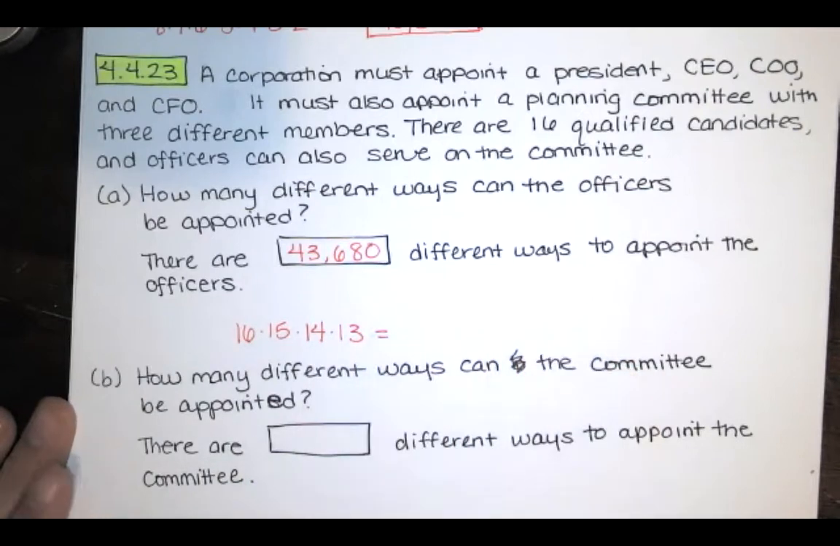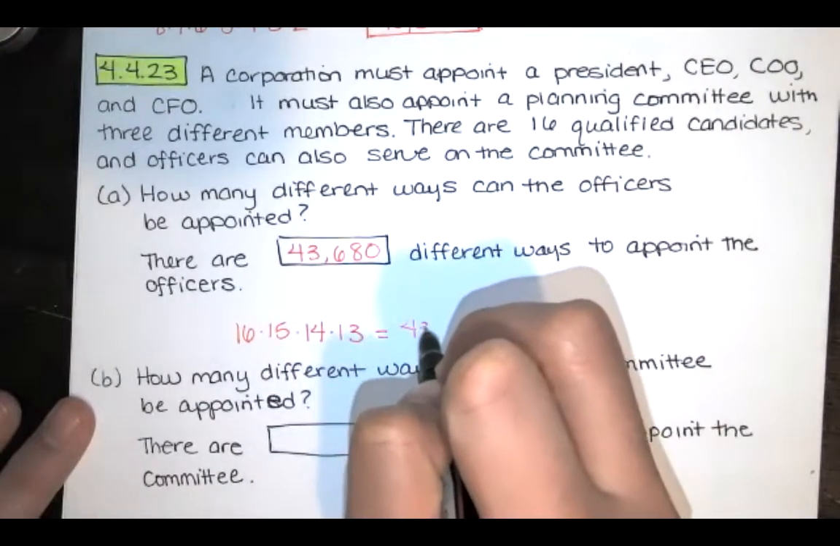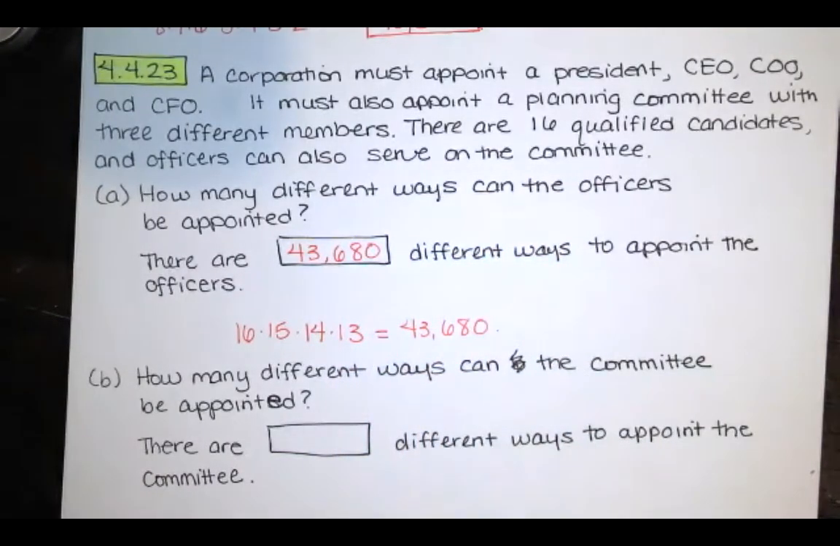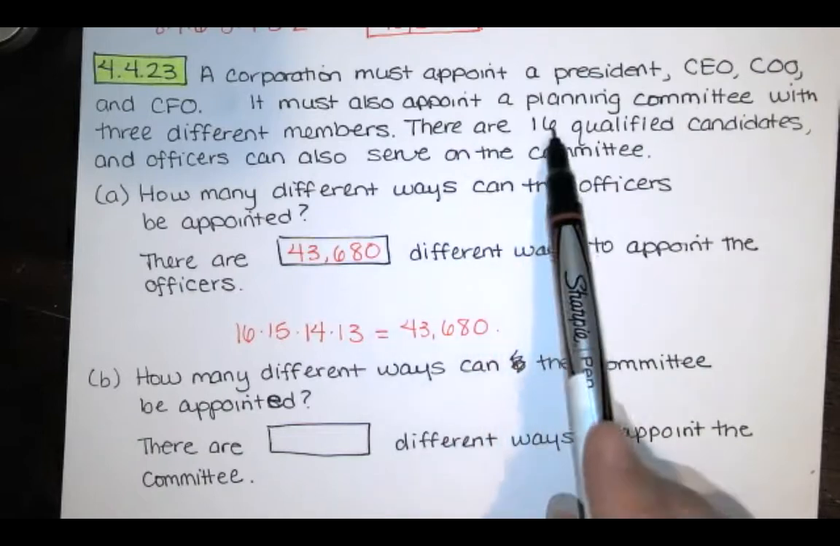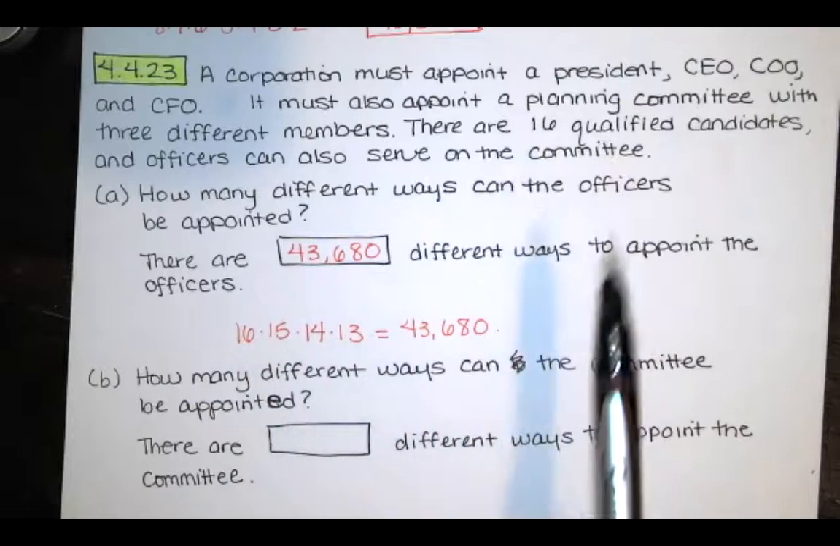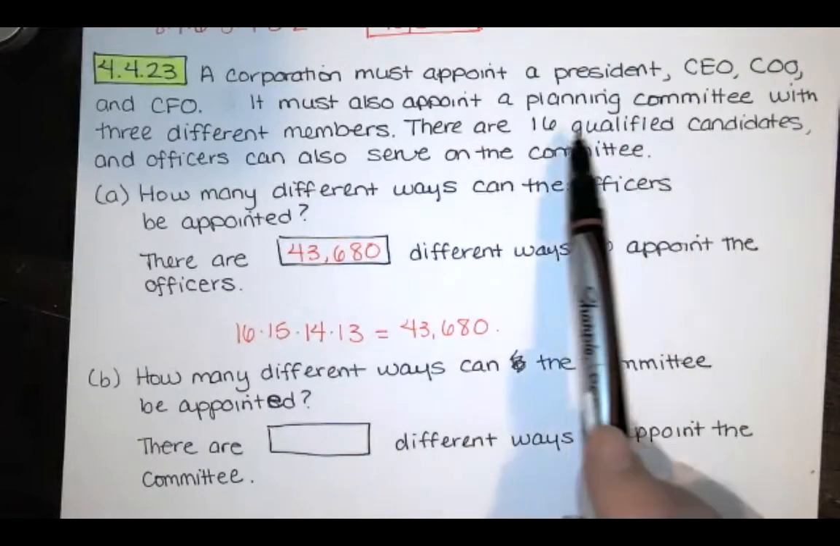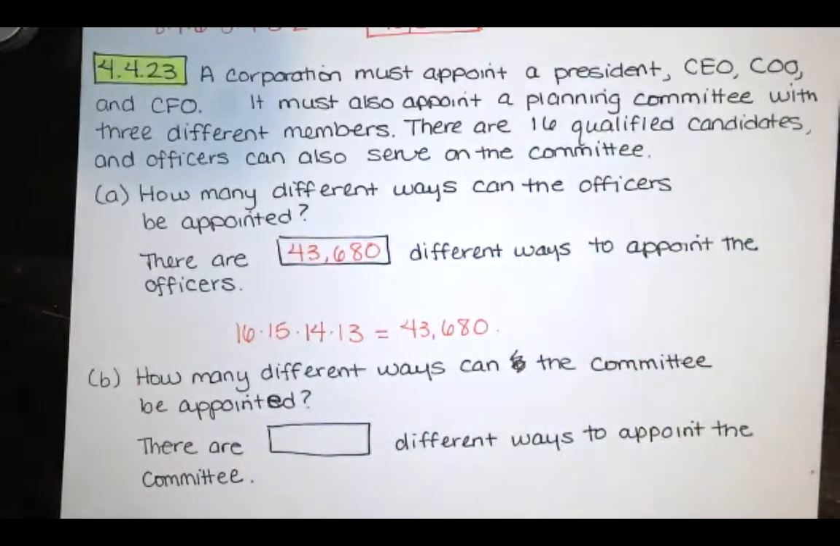So if I multiply all of those together, I get 43,680. So there are 43,680 different ways that the officers can be appointed, provided every officer is only holding one office. And we've got 16 qualified candidates where each of those candidates could play any of those roles or serve in any of those roles. So let's go back to the homework problem.